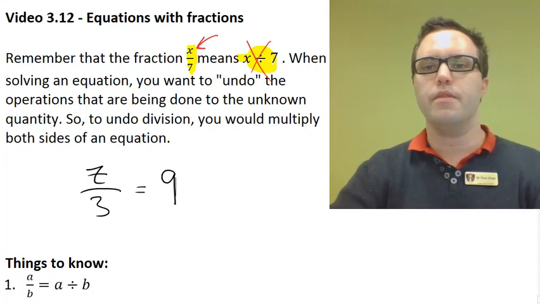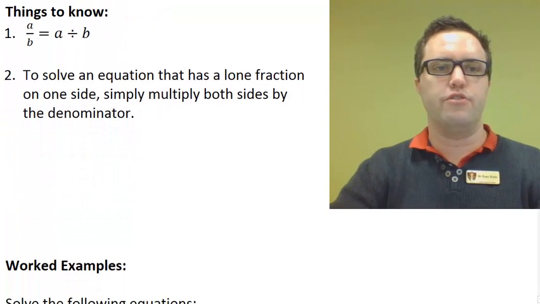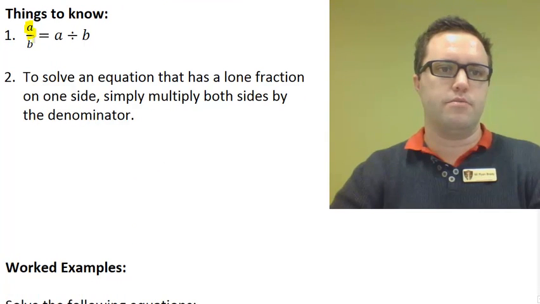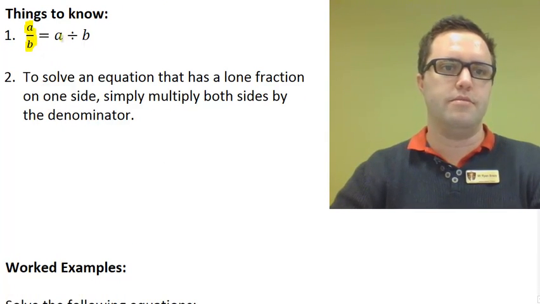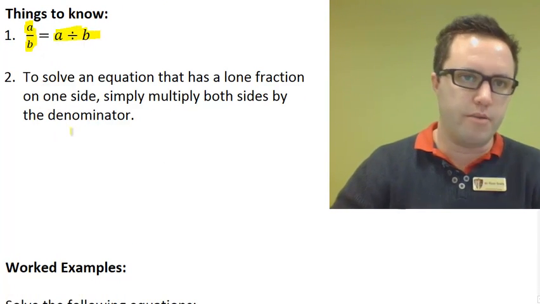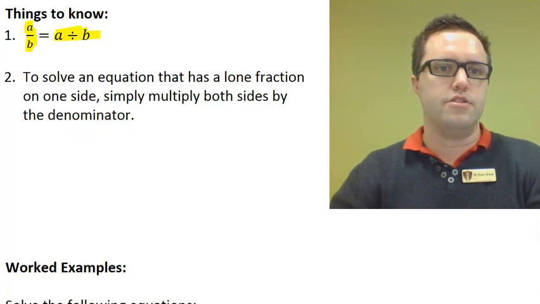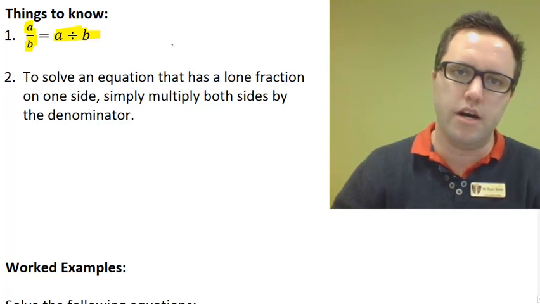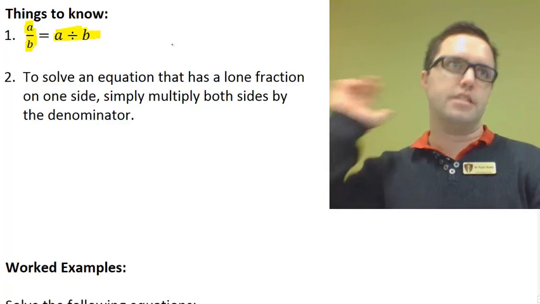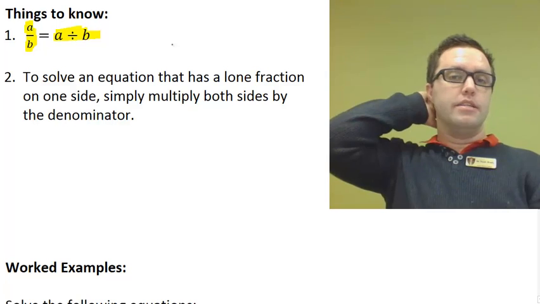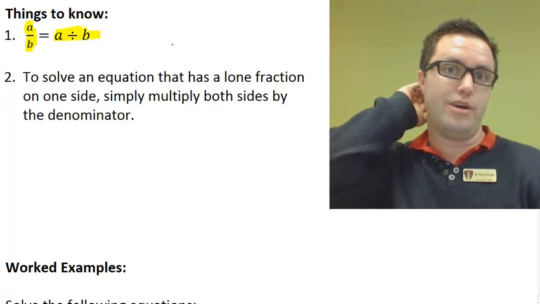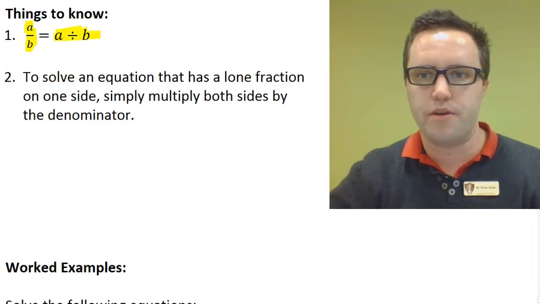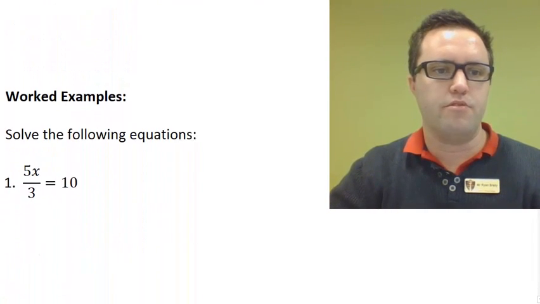Okay? Right, a couple of things for you to know and for you to remember, as I said before, that we write this way in algebra now, but it essentially means the same thing as a divided by b. And to solve an equation that has a lone fraction on one side, simply multiply both sides by that denominator. That's essentially all you're going to need to worry about this term with equations with fractions, okay, where you'll have a main fraction on one side of your equation, okay?